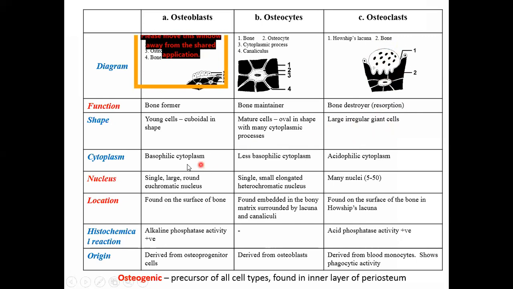Next, we already said that this is basophilic cytoplasm. Here also it is basophilic, but less basophilic, less blue. Here it's acidophilic, or we said eosinophilic, right? Then the nucleus here was one nucleus, here also it is single, and here there are many nuclei.